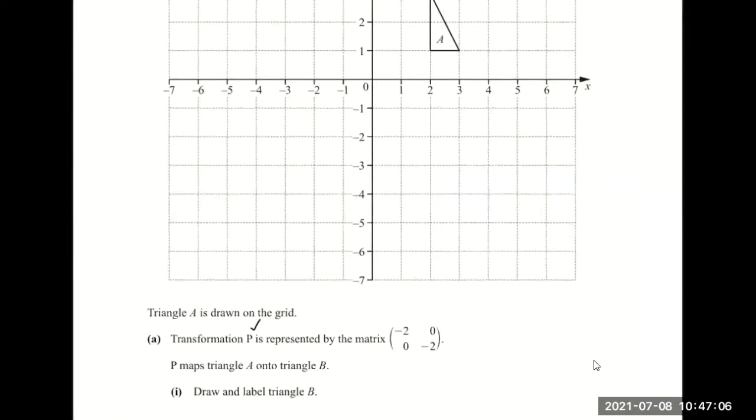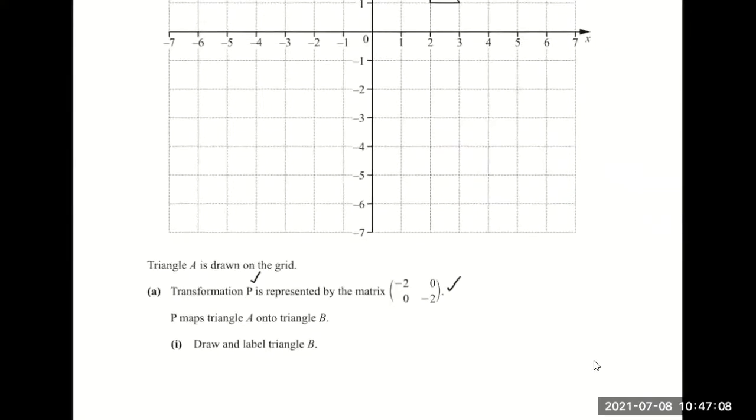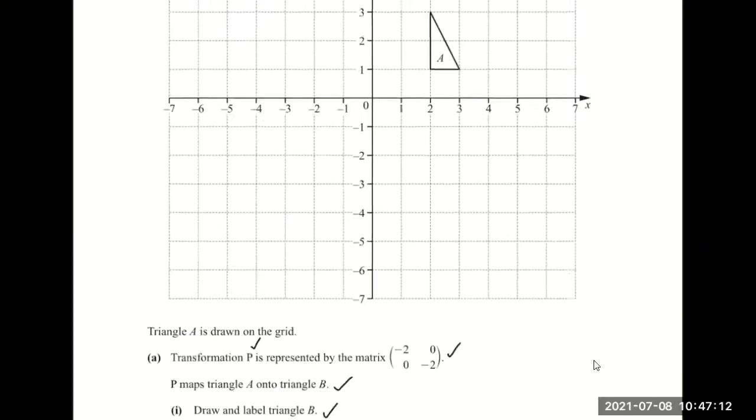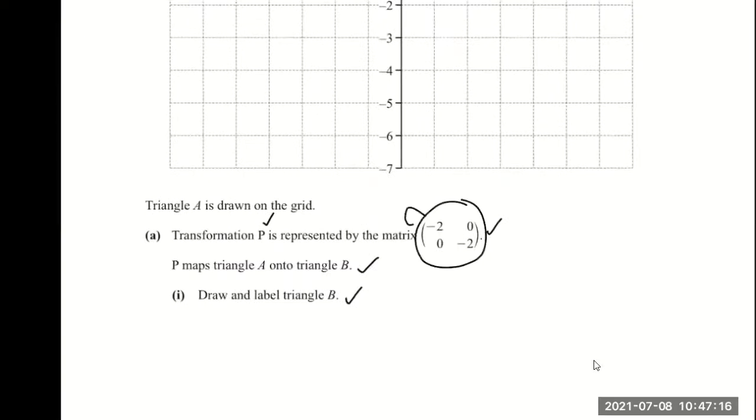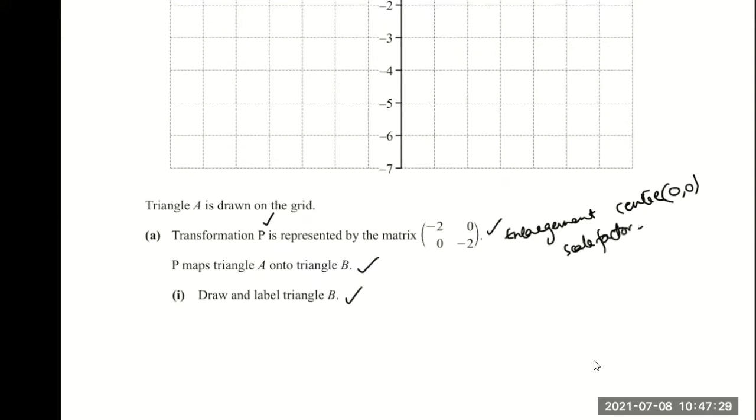It says transformation P is represented by this matrix. P maps A onto B. Draw and label the triangle B. Now, can you look at it directly and see that this is basically an enlargement? Center 0, 0. What do you think is the scale factor? Scale factor is -2. But I'm going to use my formula.